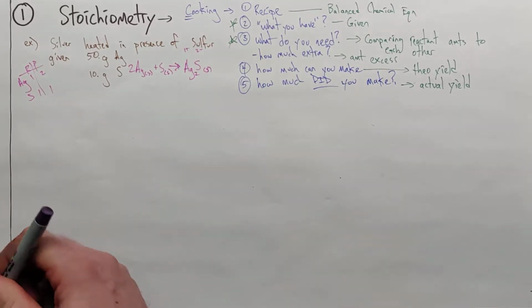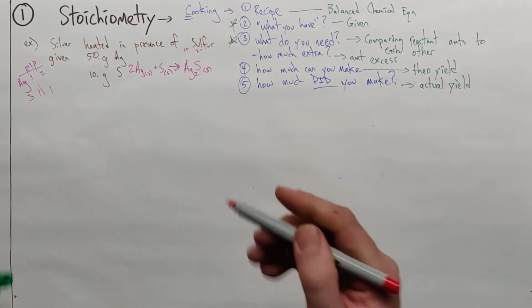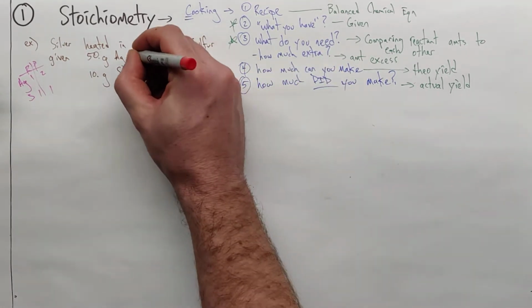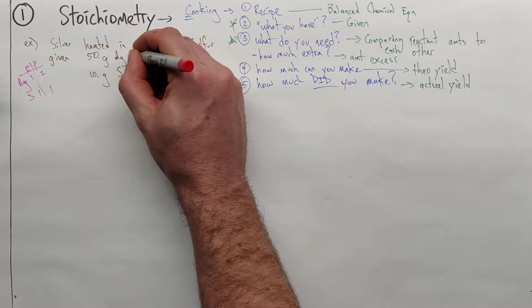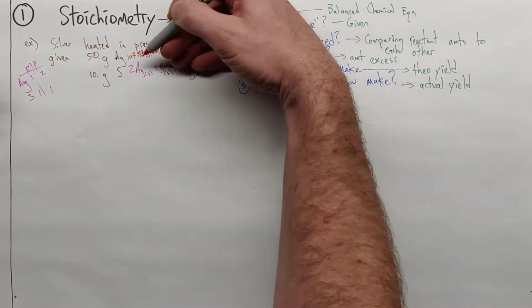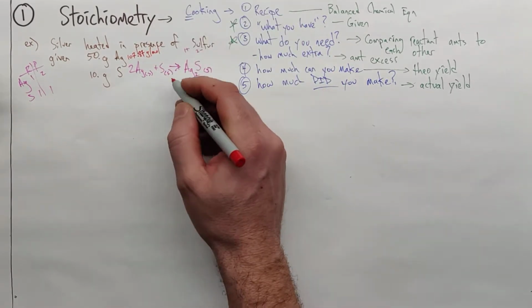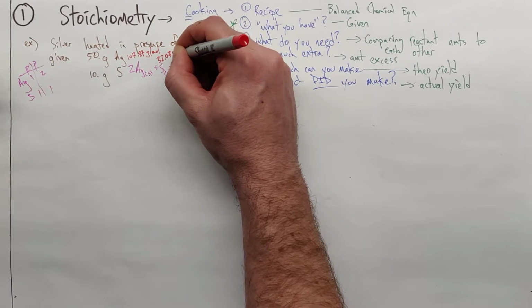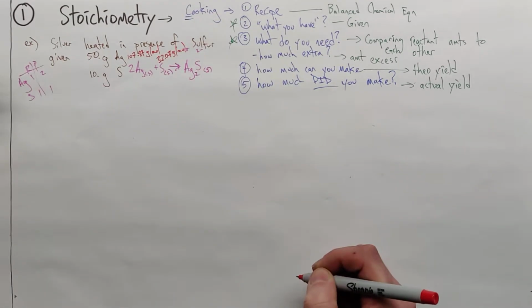Now I'm going to sneak in some other very important information, and that is the molar masses for these things. Like from the periodic table, you can see silver is 107.87 grams per mole. Sulfur is 32.07. And again, that's from the periodic table.